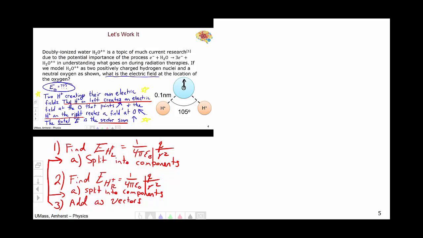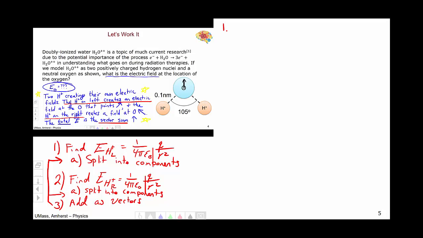So now let's move on and just follow our procedure. We've done all of the physics here. In fact, you can get credit on your exam just for doing these pieces and writing them out. Not full credit, but you can get some credit on the exam just for doing those steps. So now let's go on and just follow our plan. Step one was to find the electric field from the hydrogen atom on the left.